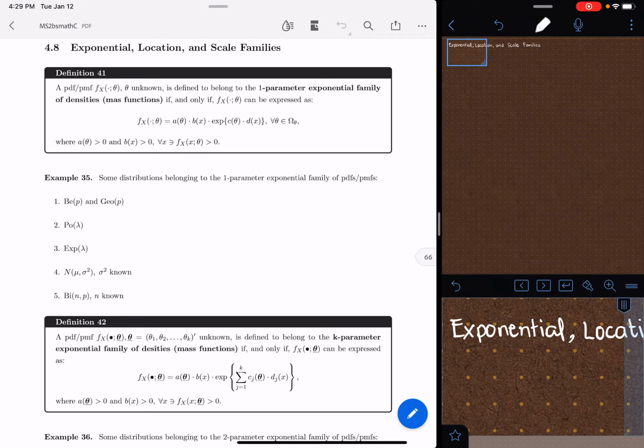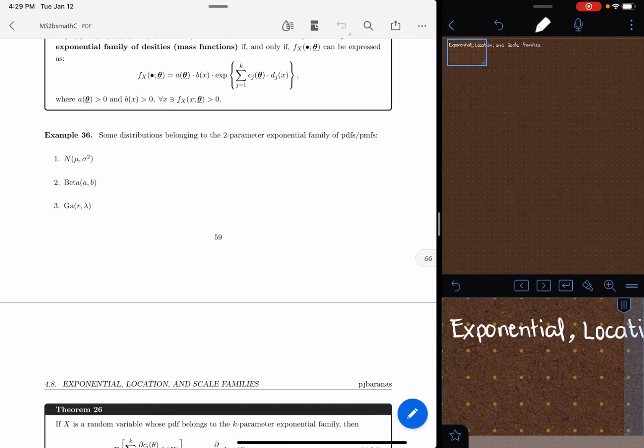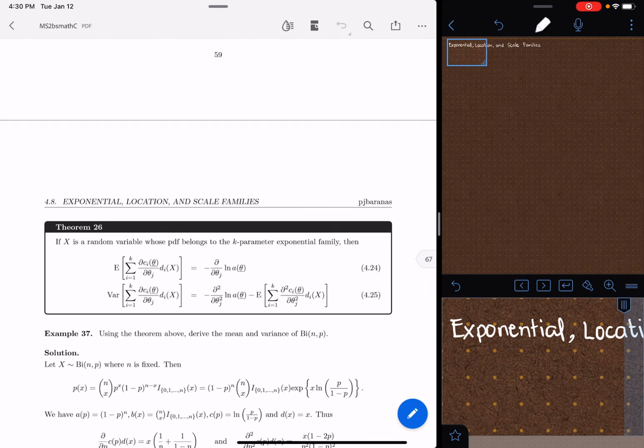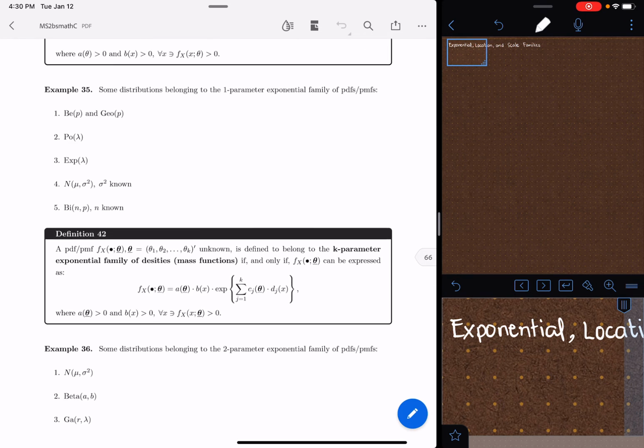Hi, in this video we're going to discuss exponential location and scale families of densities or mass functions. And we also focus on this result given as Theorem 26 in our instructional materials, where the theorem presented another way of computing the expected value and the variance of a random variable. So we will talk about that in detail later.